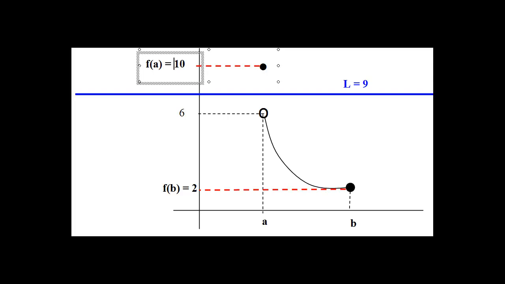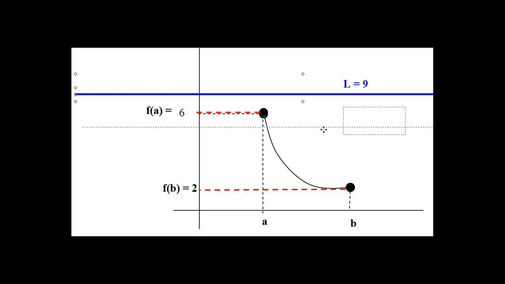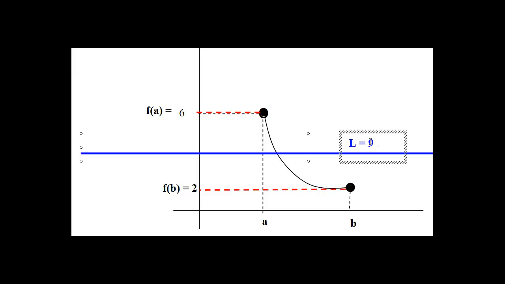This is the reason why we must verify that our function be continuous on a closed interval. If we force our y value at x equals a to be brought down and equal to 6, and if our L value is somewhere in between 6 and 2, then the intermediate value theorem can be used to prove that the function crosses this L value somewhere in between a and b.